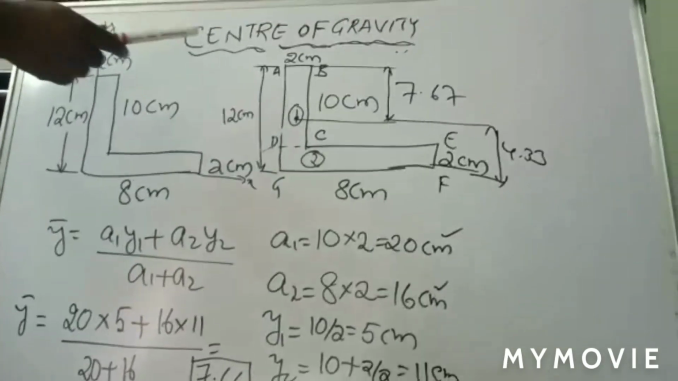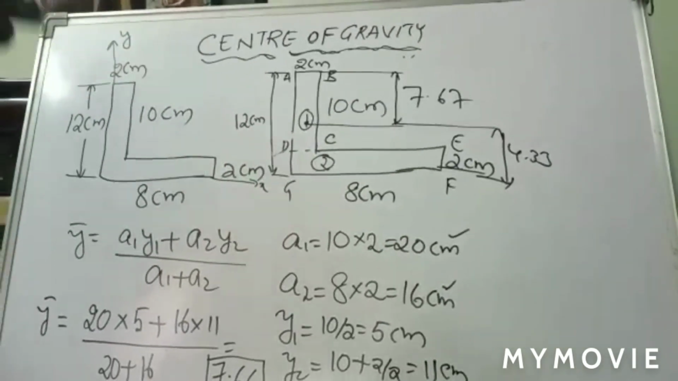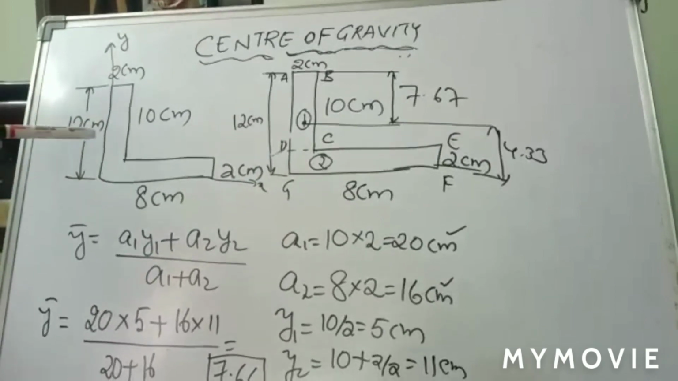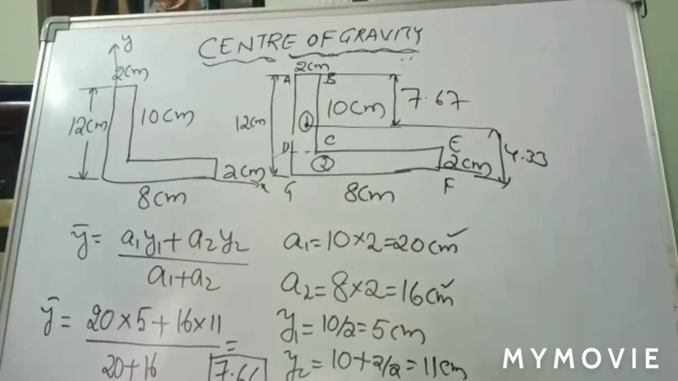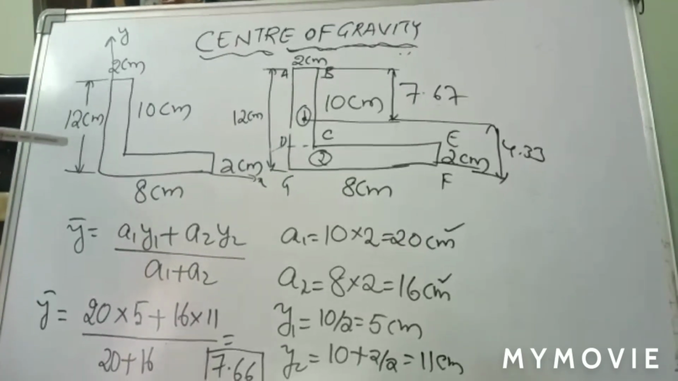Right. In this class we are going to discuss another cross section. In the last class we have taken the T section. In this class we are going to consider the L section. Please observe the previous section and this section, right?